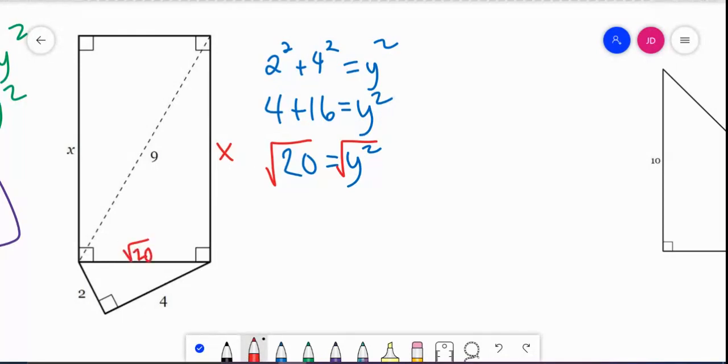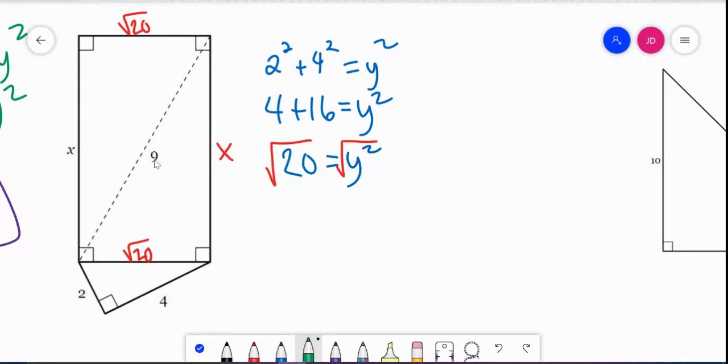Because that is not a perfect square. All right, so now I still need to find my x. In this case, it doesn't matter what you use. You can use these two or these two. These are the legs, and this is the hypotenuse. So a little bit different than the last problem. I'm trying to solve for the leg and not the hypotenuse.